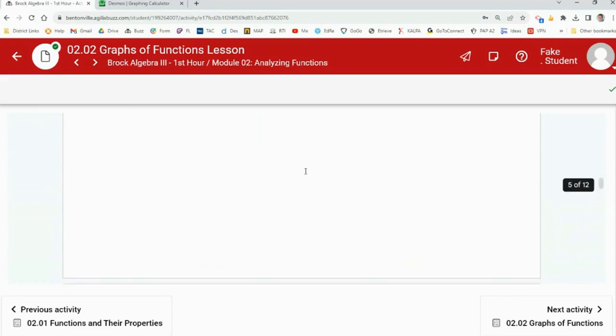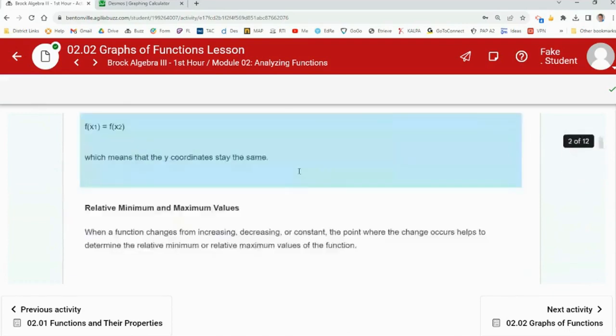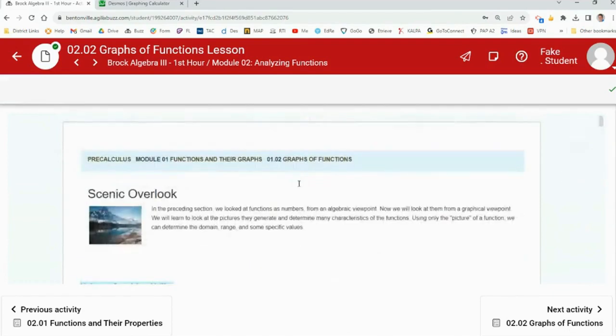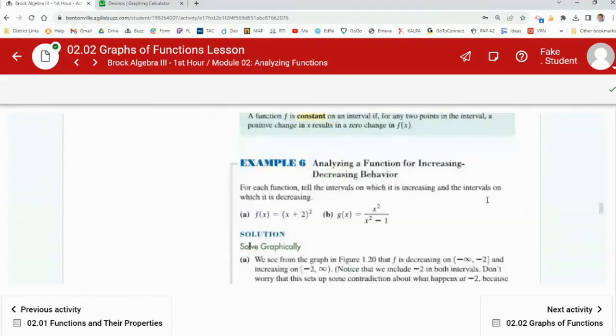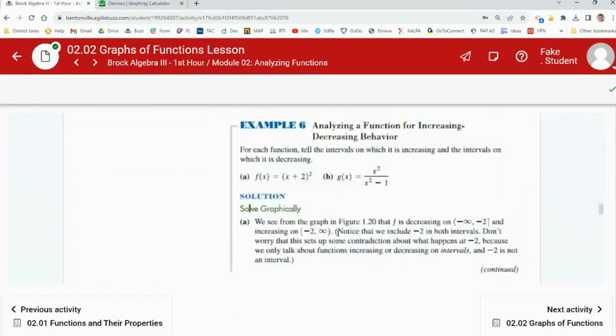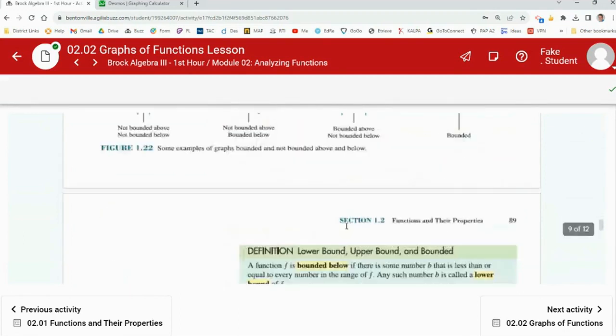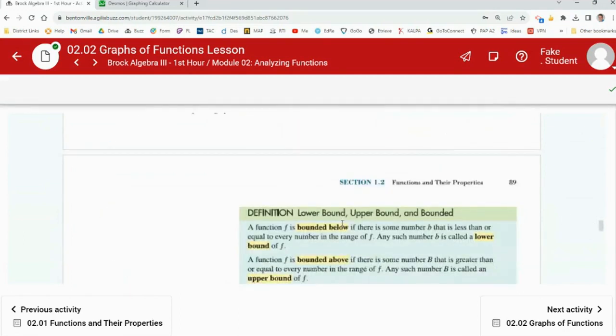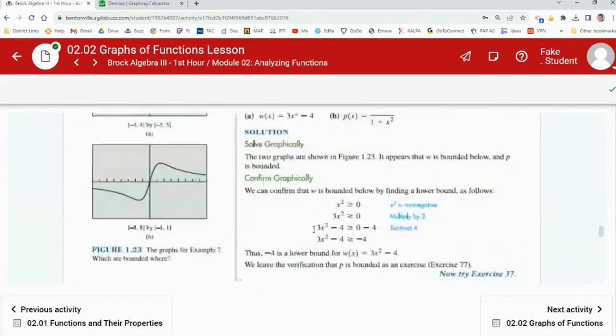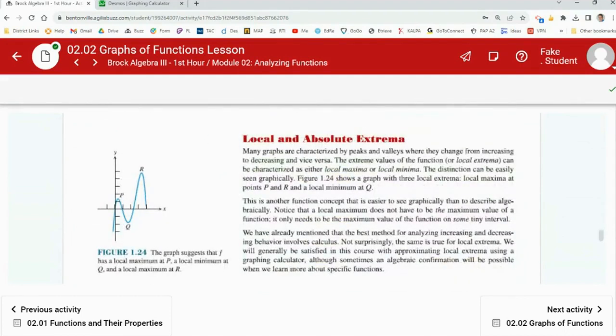All right. And that is the end of the summary of the scenic overlook. If you need to get into more detail, there's plenty of pages down here where it talks about increasing, decreasing, constant, all of that good stuff. All right. Quite a bit of stuff today.